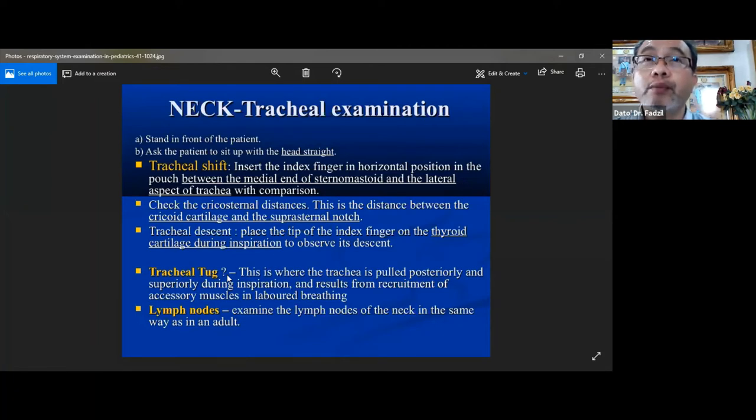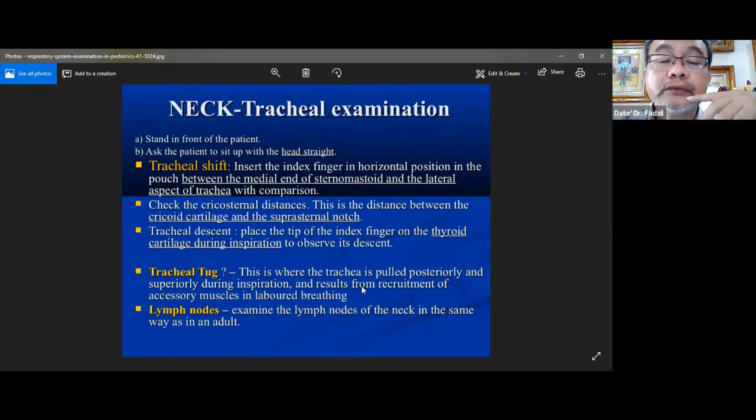Let's say the child got pneumothorax on the right side, the trachea can be shifted to the left side. And then tracheal tug is something that tells you there is a severe airway obstruction. I mean the trachea is pulled posteriorly and superiorly during inspiration, resulting from recruitment of respiratory muscles and laboured breathing. Usually it occurs during severe upper airway obstruction.